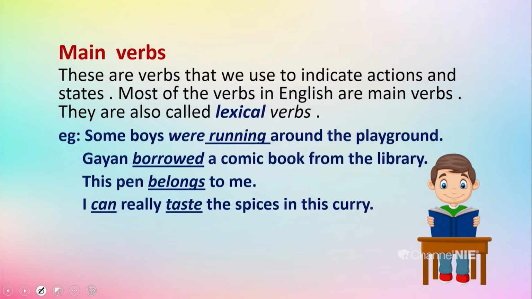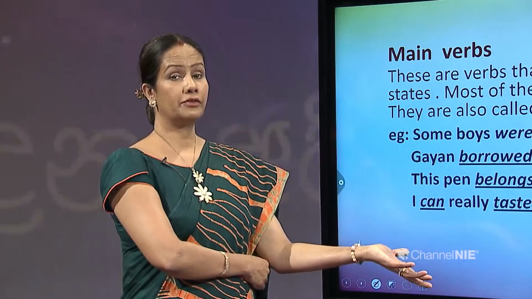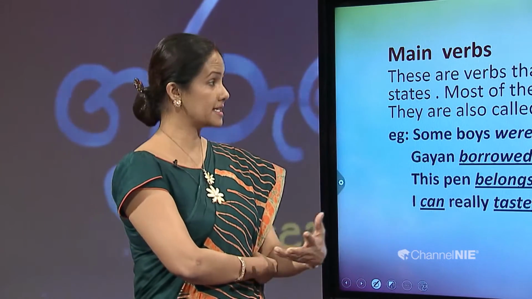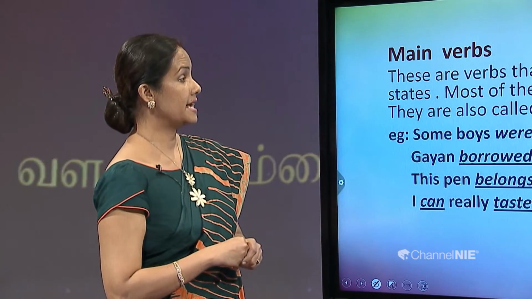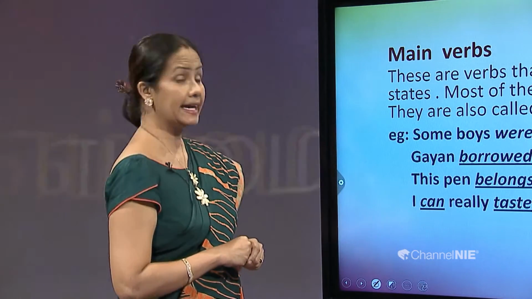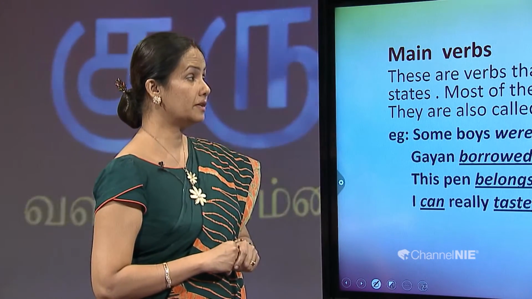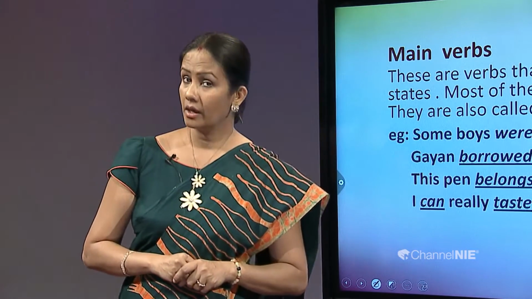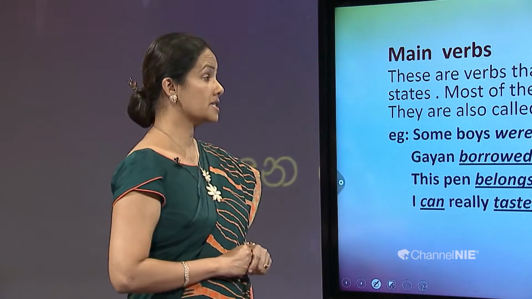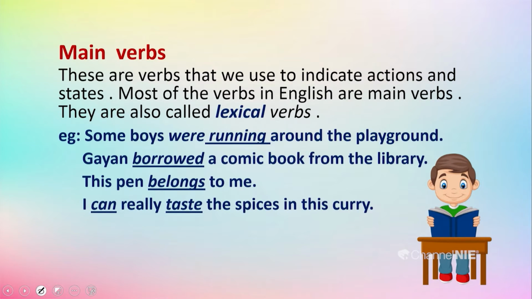So, children, main verbs are actually the verbs that we use to indicate actions. We already told you, if it is a word for an action, we call it an action verb, and that is a verb. These are verbs that we use to indicate actions and states. Most of the verbs in English are main verbs. They are also called lexical verbs. So look at these examples.